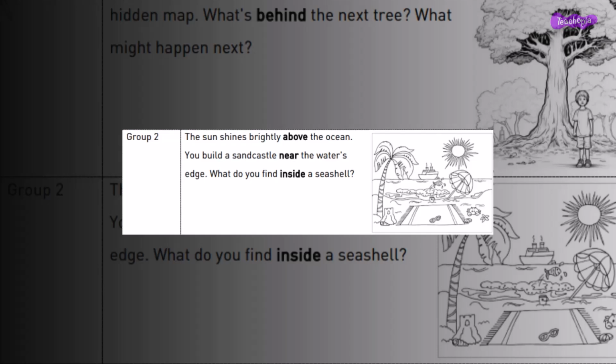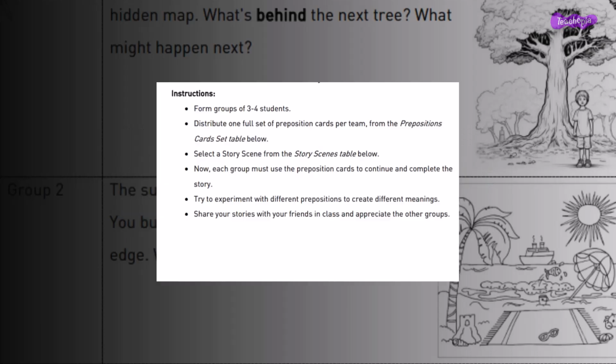Now, here are the instructions. Have learners form groups of 3 to 4. Distribute one full set of preposition cards per team and also select one story scene or a story strip from the table below. Each group must use the preposition cards to continue and complete the story. Try to experiment with different prepositions to create different meanings. Have the learners share their stories with their friends in the class and appreciate other groups as they share their stories.